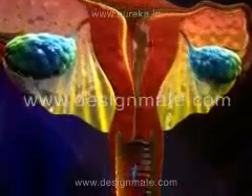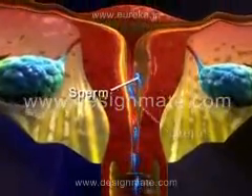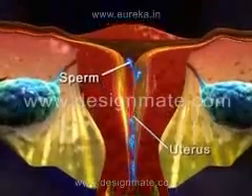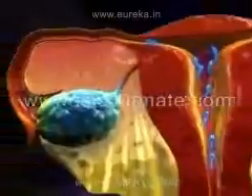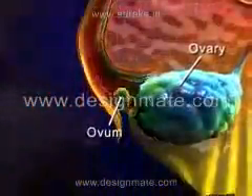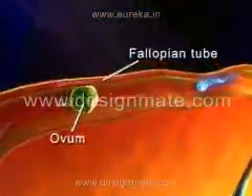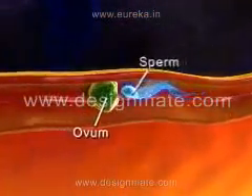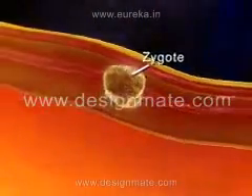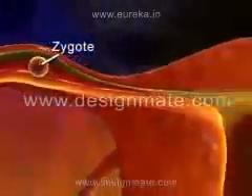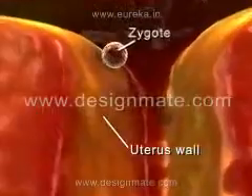During fertilization, the sperm swim through the cervix to enter the uterus and finally reach the fallopian tube. In the meanwhile, the ovary releases an ovum, which also moves into the fallopian tube. Here, the sperm fertilizes the ovum and a zygote is formed. This zygote is then implanted into the uterus wall.